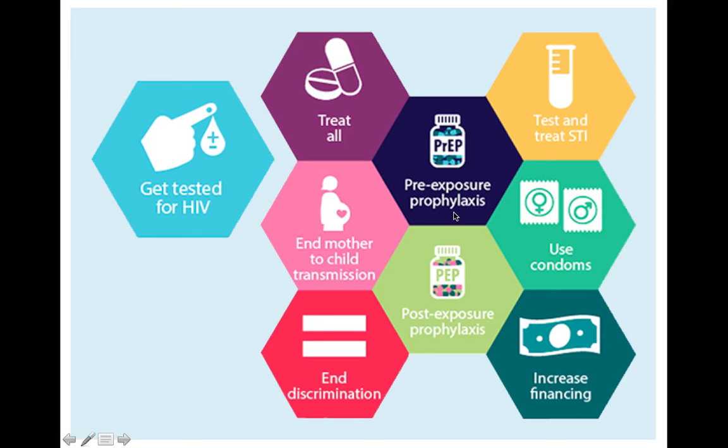And then we have pre-exposure prophylaxis, which are drugs used to suppress HIV when a person undergoes a very high risk activity. That is pre-exposure prophylaxis. And then we have test and treat STIs. So we can test ourselves, and then treat other STIs, that is sexually transmitted infections. Then the use of a condom to prevent these diseases, and then increased financing.